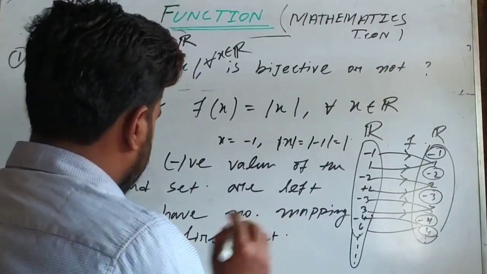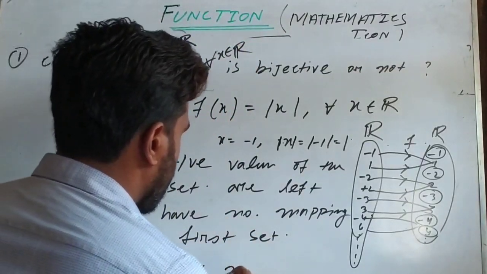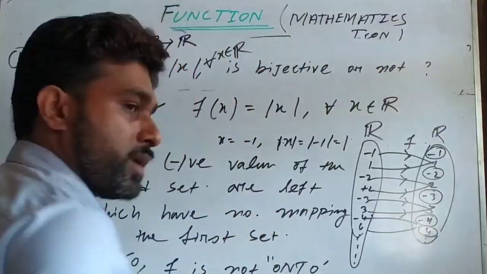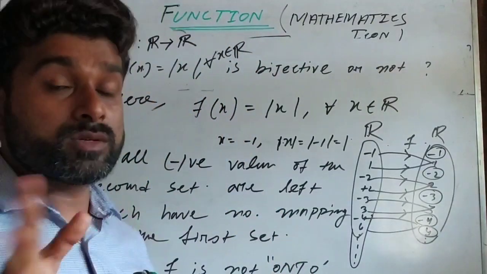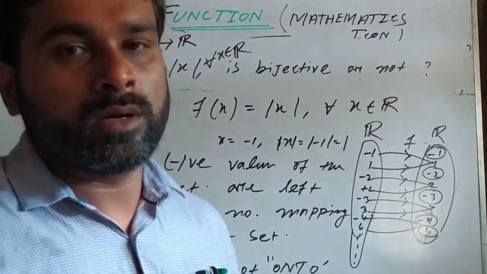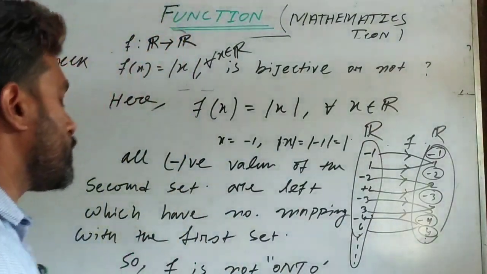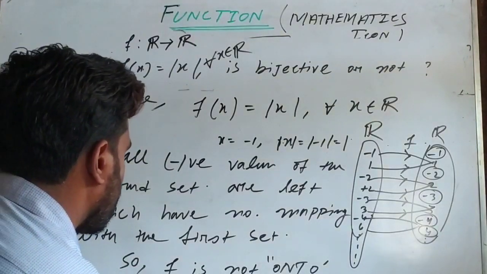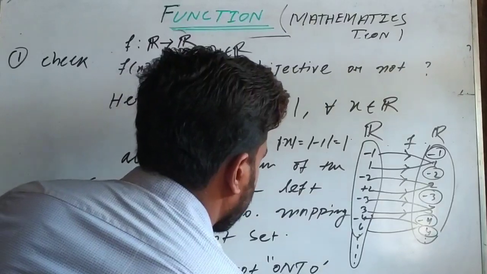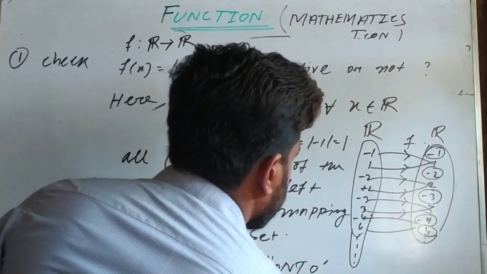So here f is not onto, am I right? So f is not one-one, f is not onto, that means f is not bijective as well.